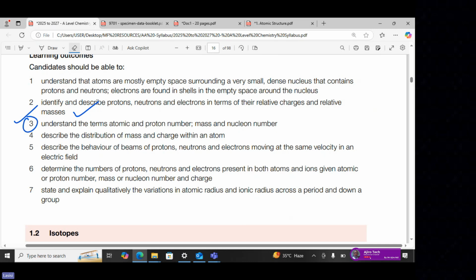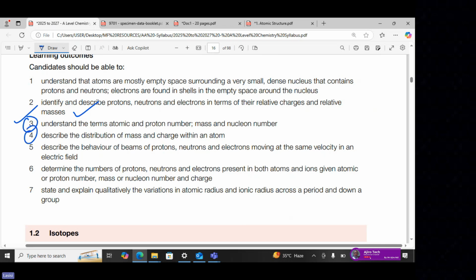Is that settled? What about the division of charge? Inside the nucleus is positive because it contains protons. Outside the nucleus is negative because it contains electrons. But the whole atom is neutral. Nucleus is positive because it contains proton. Outside nucleus is negative, contains electron. But the whole atom is neutral because the number of protons equals the number of electrons. Do you agree? Now let's go to the next one, number 5.